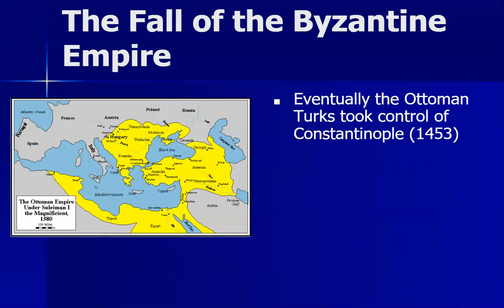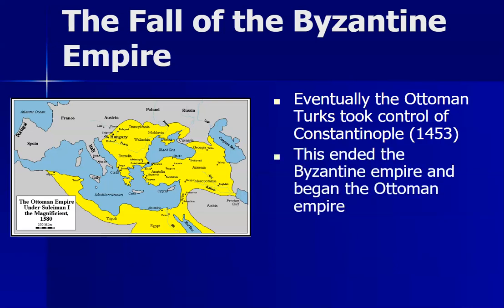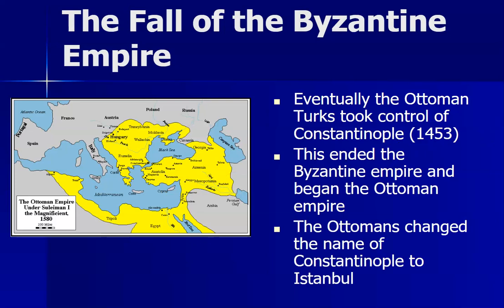Eventually, the Ottoman Turks took control of Constantinople itself in 1453. This ended the Byzantine Empire and began the Ottoman Empire. And then as a result of the Ottomans beginning to raise taxes quite high on Christian merchants going through here, it kickstarts the Age of Exploration to try to find a way around these Mediterranean trade routes. And the Ottomans changed the name of Constantinople to Istanbul. And I hope you enjoyed this review.